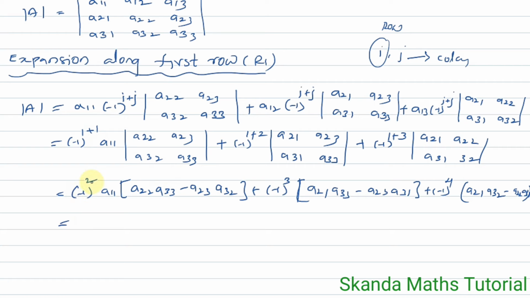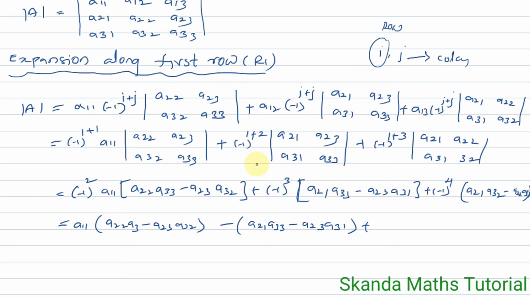So minus 1 whole square, this value gives a positive. I am writing it as it is, A22, A33 minus A23, A32. Minus 1 whole power cube gives negative, so I am writing as it is negative A21, A33 minus A23, A31. So plus, it is minus 1 whole power even number, so it gives only positive value.